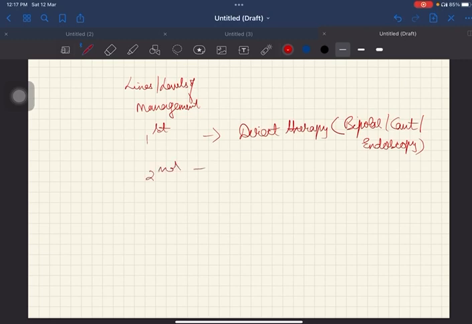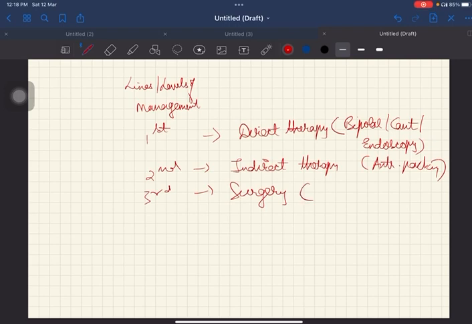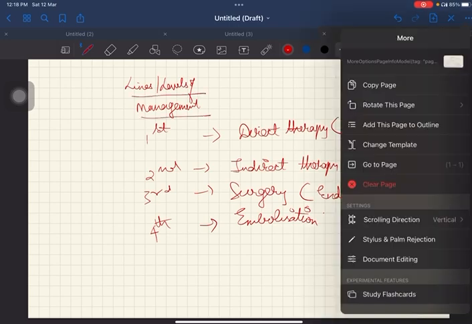The second level is called the indirect therapy, which includes anterior nasal packing. The third level is called surgery. This level includes endoscopic sphenopalatine artery ligation. The last and fourth level would be embolization, which is essentially an interventional radiology technique. Now, bearing this framework in mind, we now go to the algorithm.